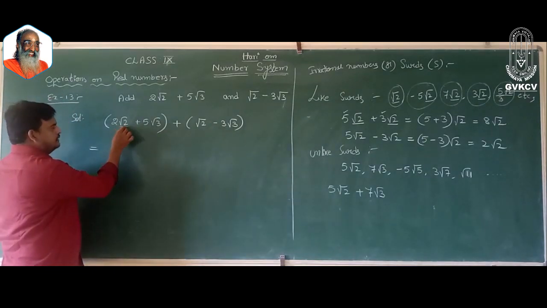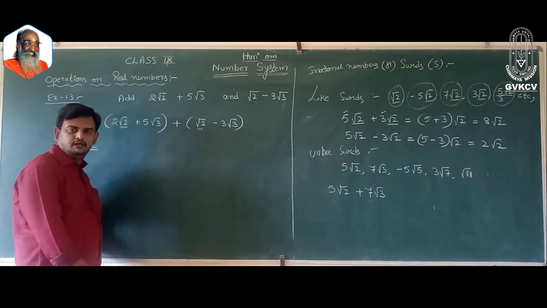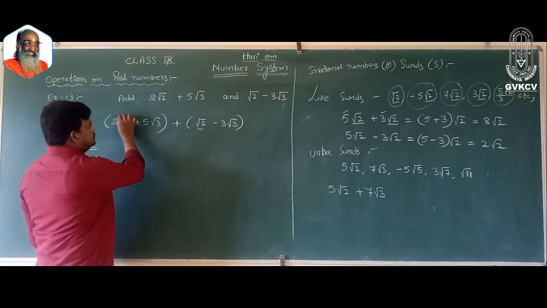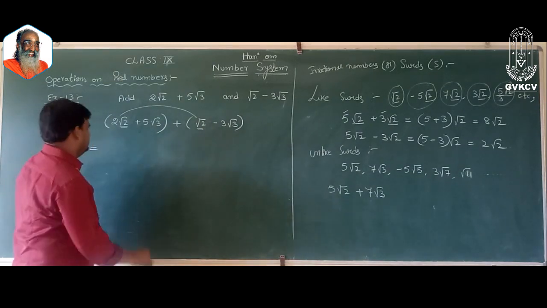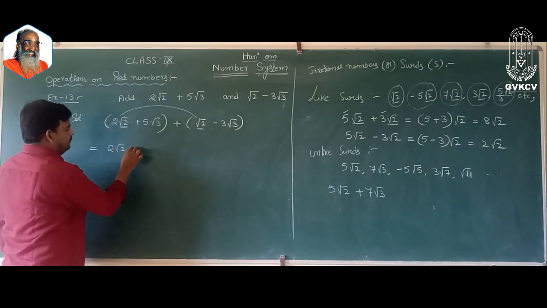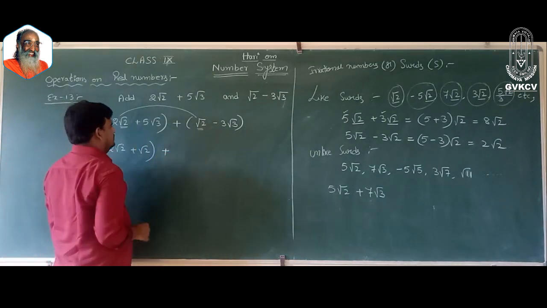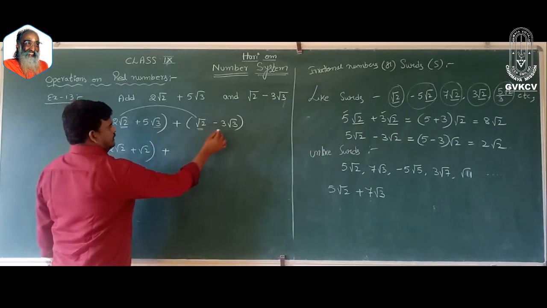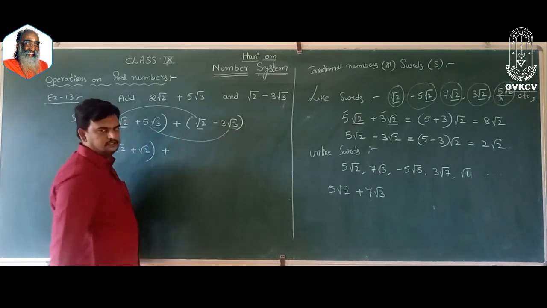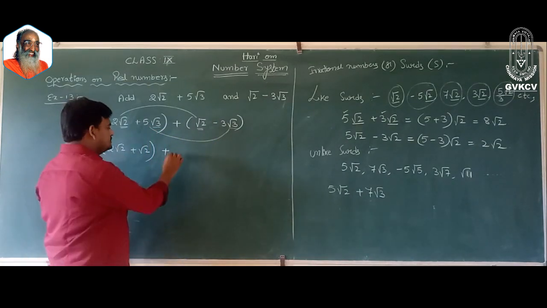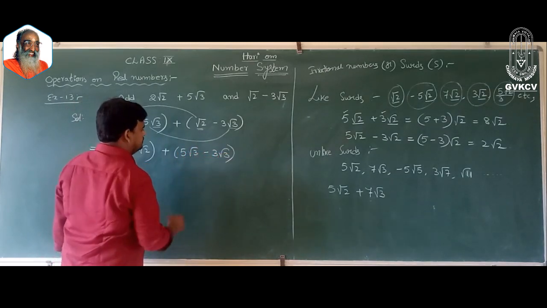Here the irrational part is root 2, and here also the irrational part is root 2. These two are like surds, so I can add them: 2 root 2 plus root 2. Plus here I have root 3 and here also root 3. These two are again like surds, so I can subtract: 5 root 3 minus 3.